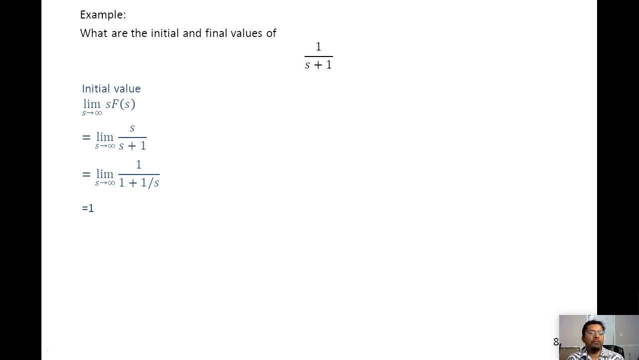Similarly, if you wanted to calculate the final value, that becomes the limit as s tends to 0 of s times F of s. So here it becomes the limit as s tends to 0 of s over s plus 1. We don't want to do the same trick here, because we can directly substitute 0 and there shouldn't be any issues. If we do that, we get 0 over 0 plus 1, which basically becomes 0.